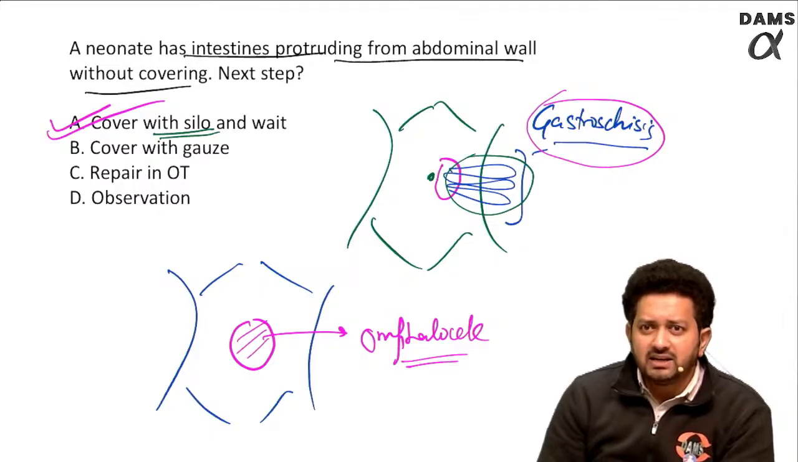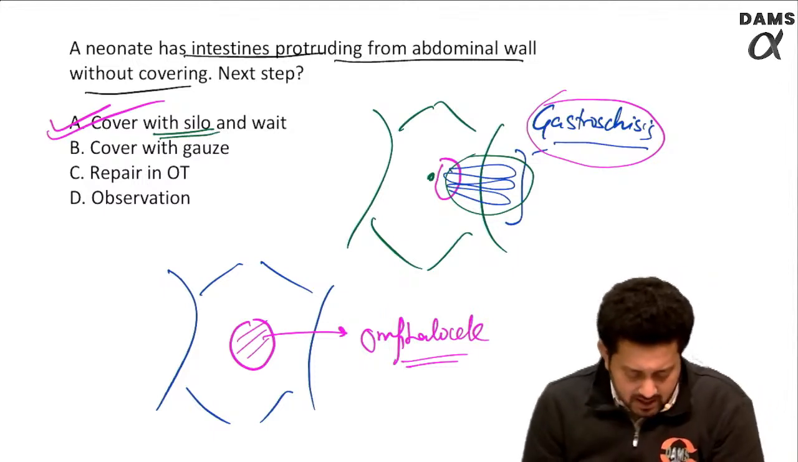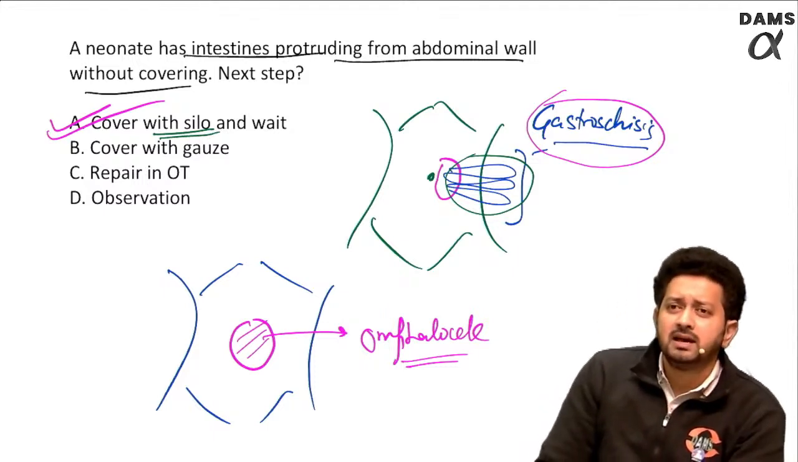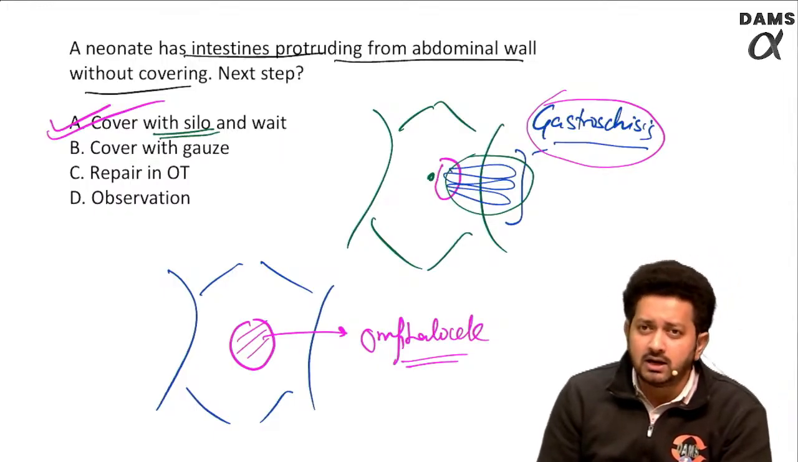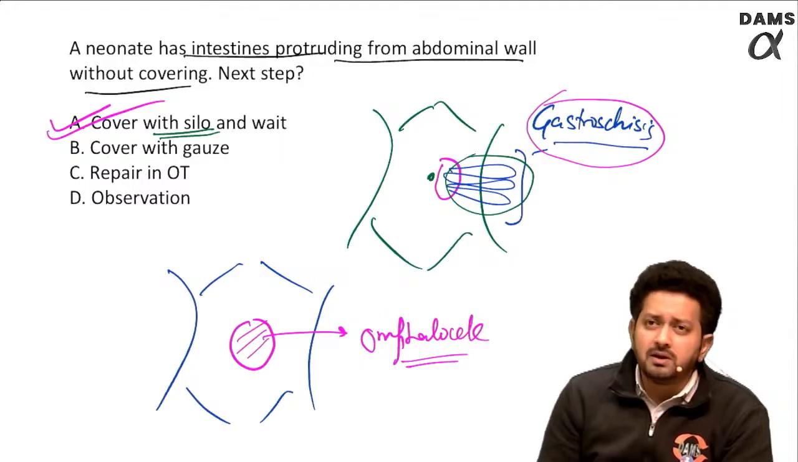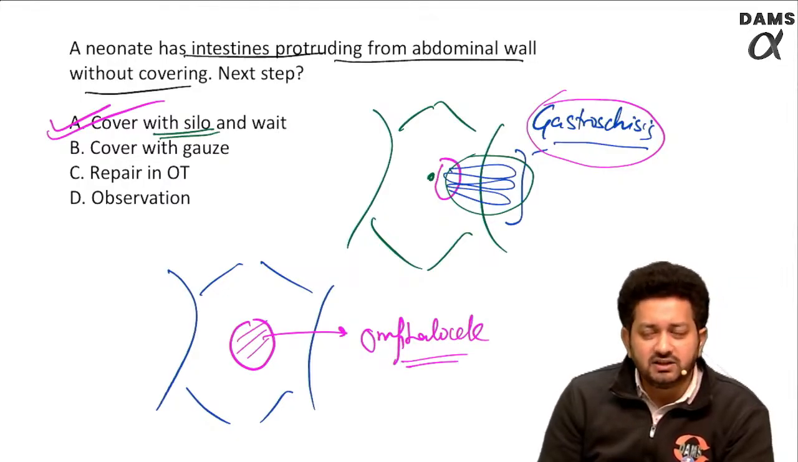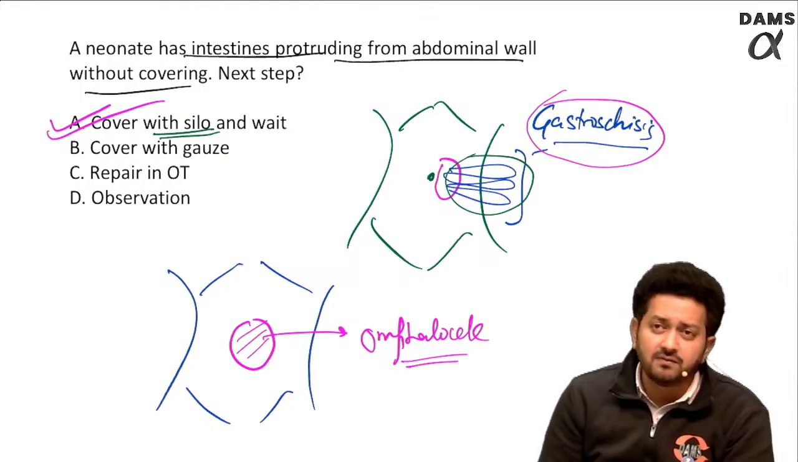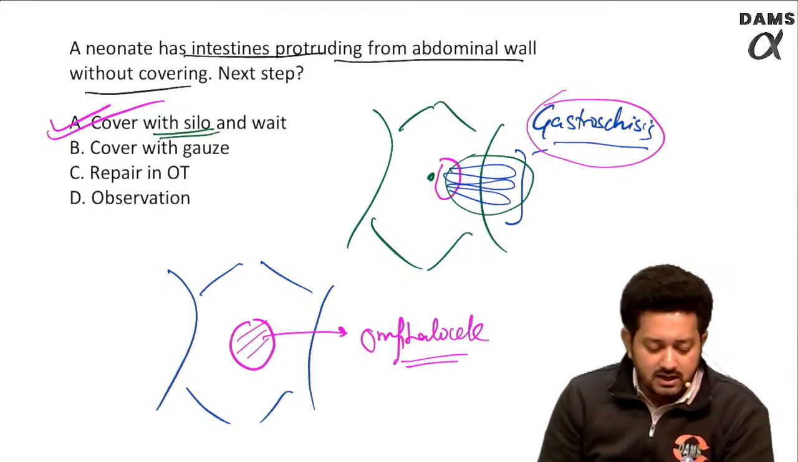Cover with saline and shift to ICU. See, shifting to ICU is better, because these anomalies like gastroschisis and omphalocele can have other associated things also. That is more common in omphalocele, so you need to rule out other associated congenital anomalies. But if there was an option of cover with silo and also cover with saline and shift to ICU, then I guess covering with silo is a better option. If there was something like cover with silo, then it is a better option.